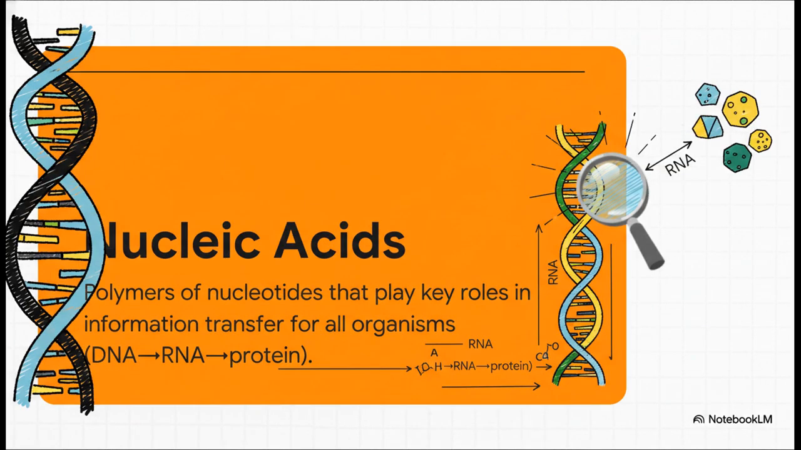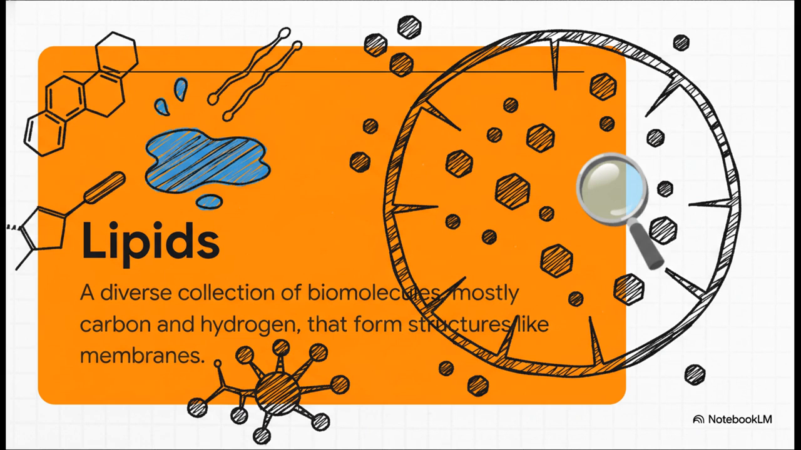And then you've got the project managers, nucleic acids. You've definitely heard of these two, DNA and RNA. Their whole job is to be the master blueprint. They're also polymers made from little units called nucleotides, and they hold all the instructions for building an organism. This blueprint dictates the entire flow of information that runs the cell, following that famous rule: DNA makes RNA and RNA makes protein.